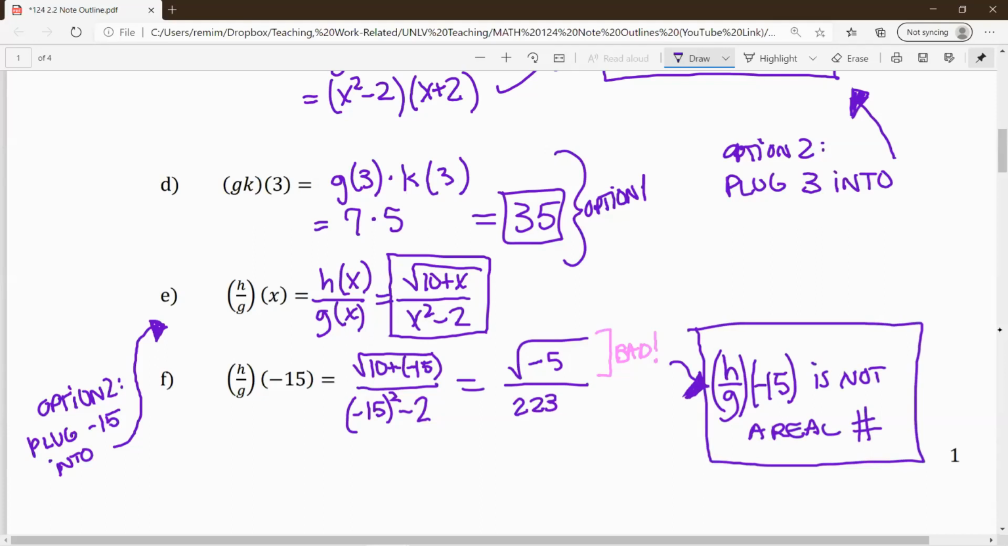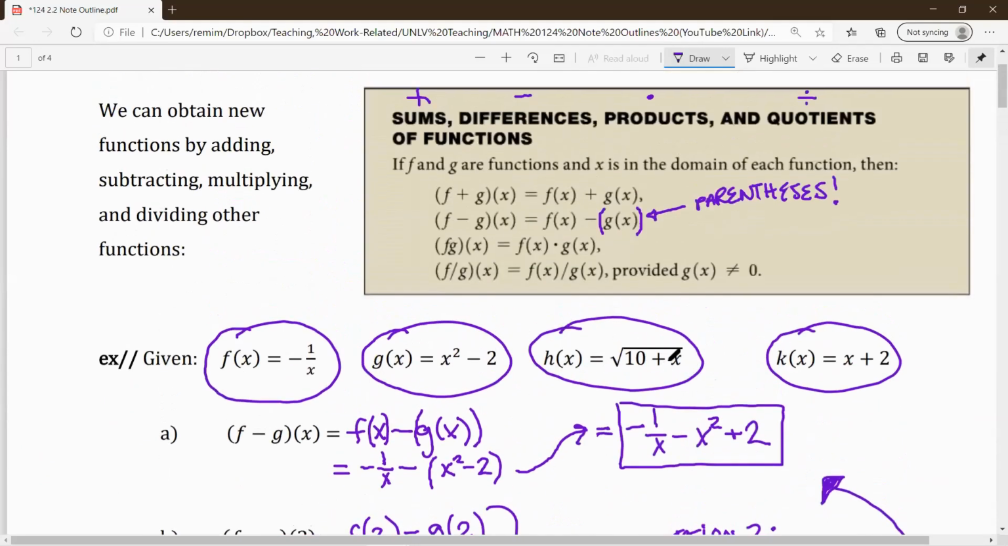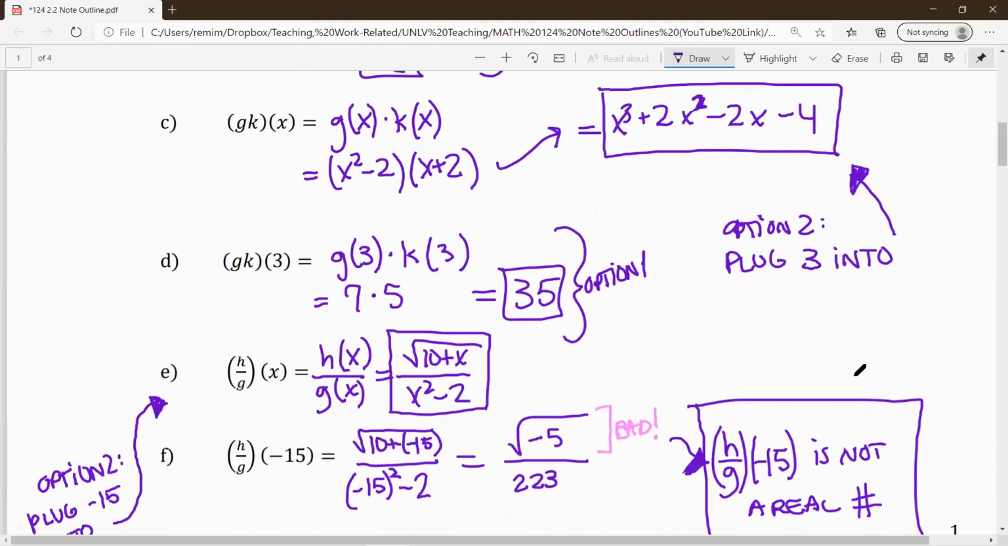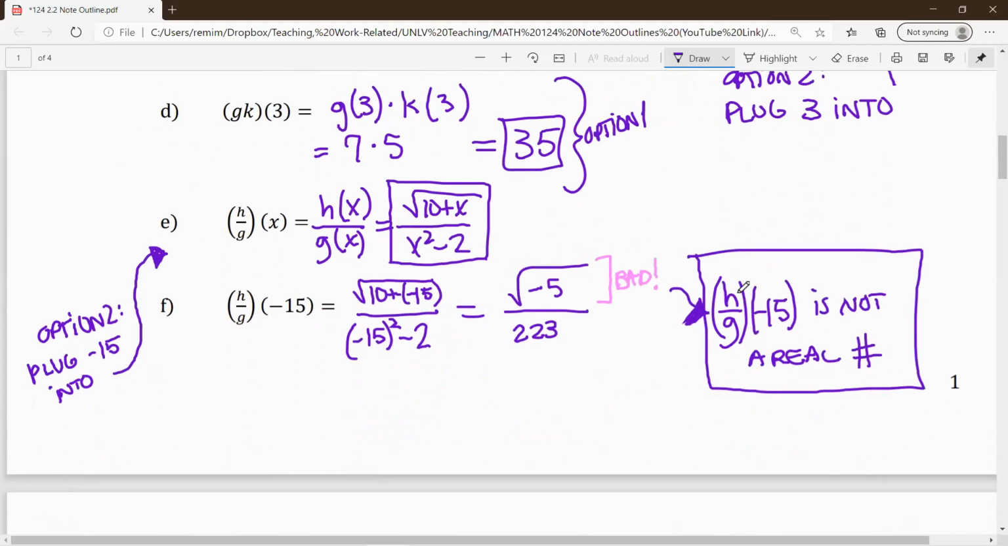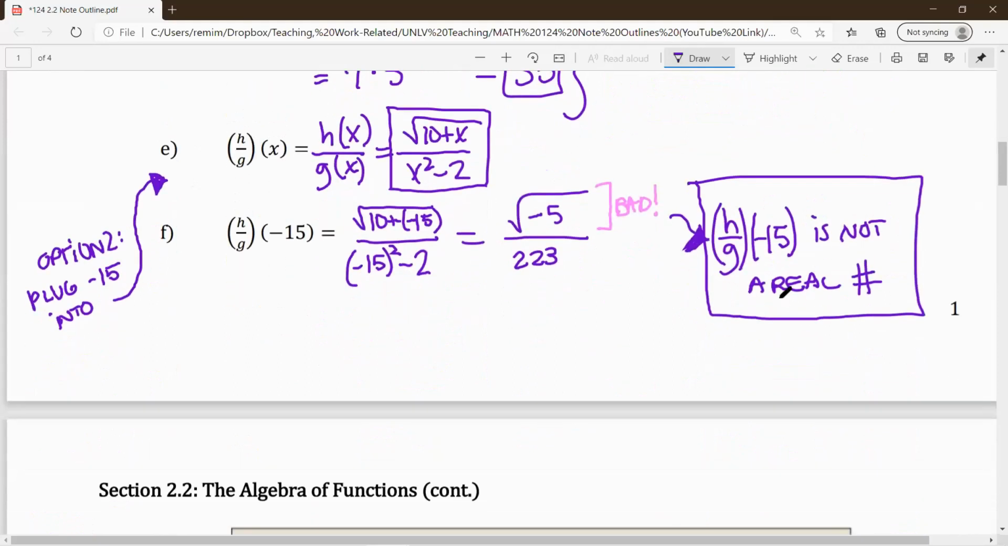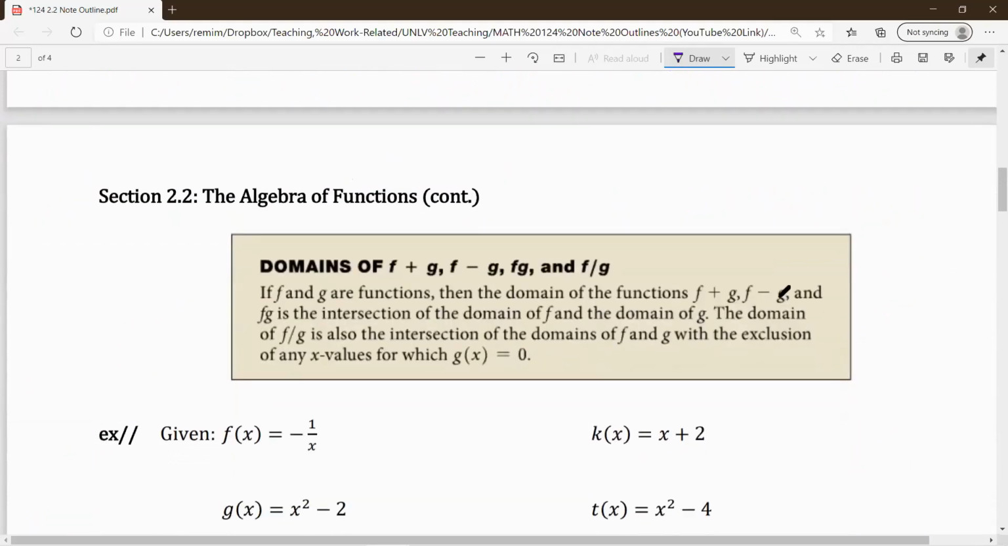And basically, the reason why that happened is because we tried to plug in negative 15. And if you go back up and look at h of x, using what we've learned about domain in previous sections, if you found the domain of this function right here, the h of x function, you'll find that negative 15 is not in the domain of h of x. So that's why it's not going to be in the domain of h over g of x either. All right, so speaking of domain, that brings us to the next page.